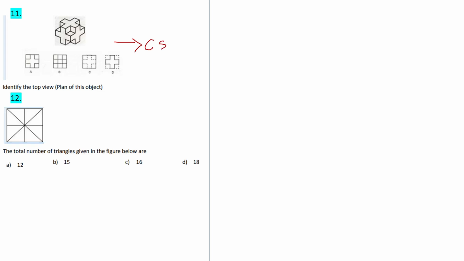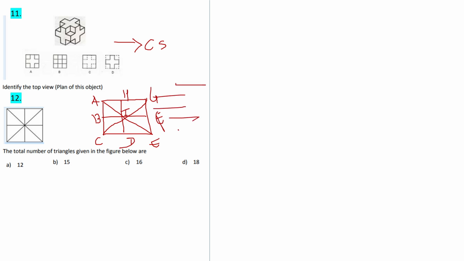Now you have to count how many triangles there are. So we'll give numbers, or we will just mention the names. I'll just give A, B, C, D. Now write down the list of triangles that will be made and then try to guess the answer.